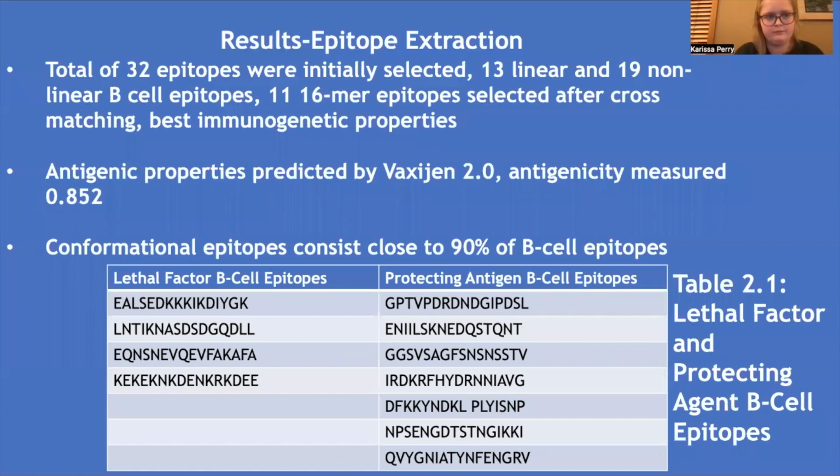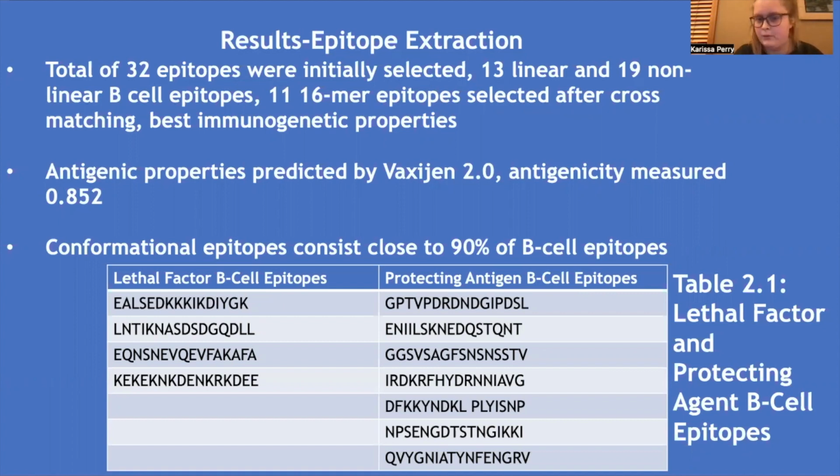So the results. A total of 32 epitopes were initially selected. 13 were linear and 19 were nonlinear B cell epitopes. Out of those, 16-mer, which means 16 amino acid epitopes, were selected after cross-matching. And these 11 epitopes were considered to have the best immunogenic properties.